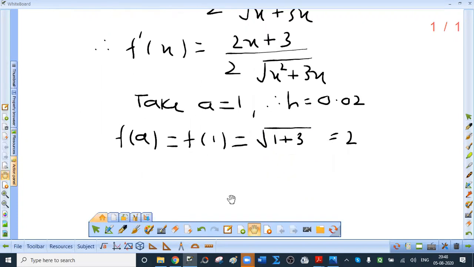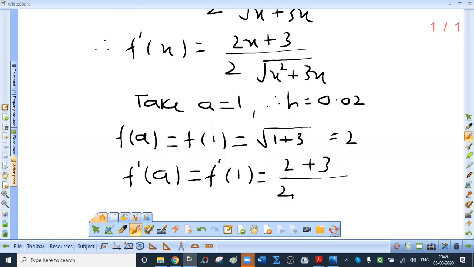Then find out f dash of A. What is f dash of A? It is f dash of 1. So this is 2 plus 3 upon 2 into root of 1 plus 3. So this is 5 upon 2 into 2. So this is nothing but 5 upon 4. After this, you have to mention the formula for approximation, substitute the values and find the answer.